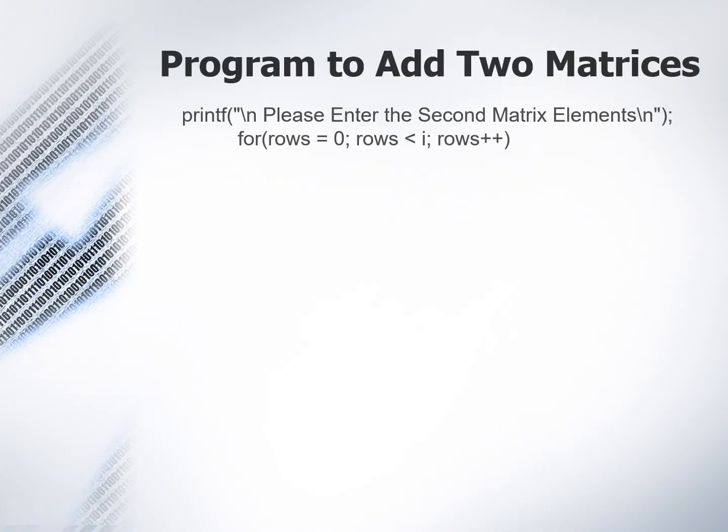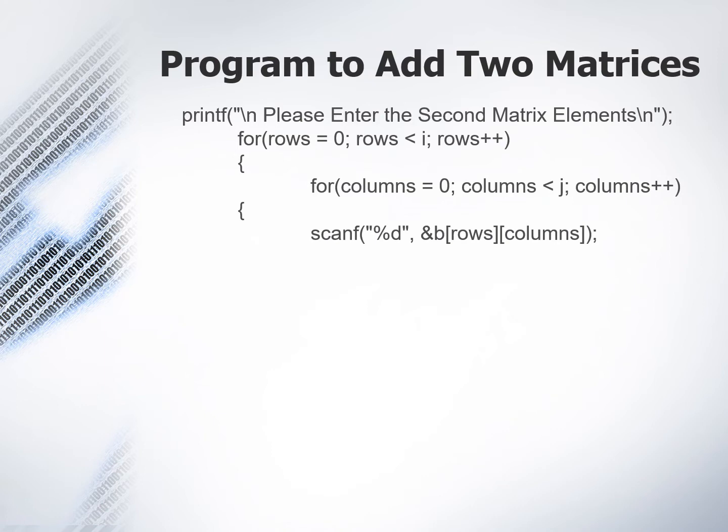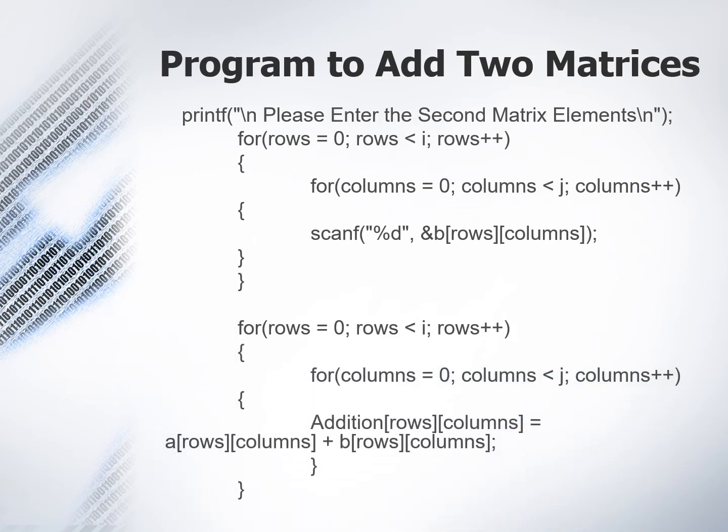Similarly, we have to take the input for the second matrix. So we have another similar nested for loop for that, in which we will take the input for the matrix B. Then we have another nested for loop to store the sum of the corresponding elements in matrix A and matrix B in the other matrix, addition. So we have a for loop that stores addition[rows][columns] equals A[rows][columns] plus B[rows][columns].